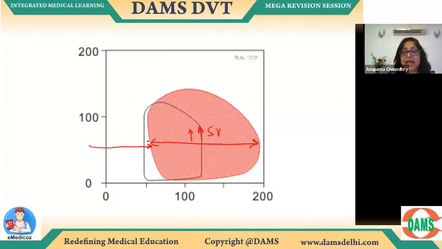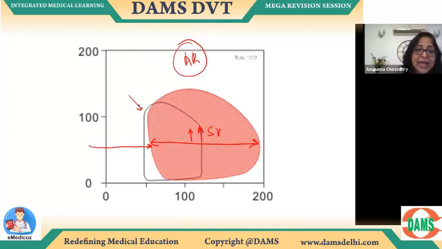Isovolumetric relaxation phase. Normally, this should be a straight line. There should be no change in volume of the left ventricle during isovolumetric relaxation phase. Now, what has happened here is, this is typically seen in aortic regurgitation. Let me try and explain why. Now, this is the point where the aortic valve closes.